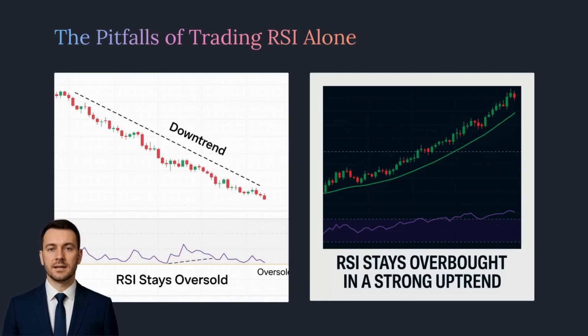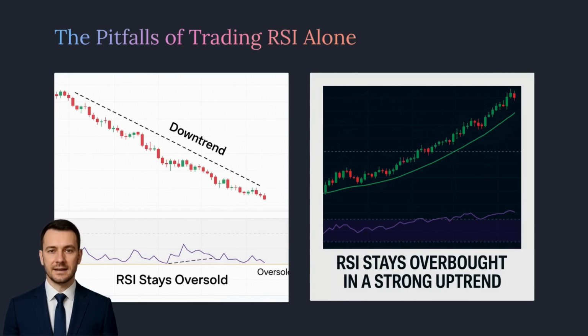Why does this happen? RSI measures momentum, not absolute price value. In a powerful trend, momentum can stay extreme, high or low, without immediate reversals. As one analyst notes, a market can stay oversold for extended periods of time when it's trending down. In these cases, relying on RSI alone gives false signals.